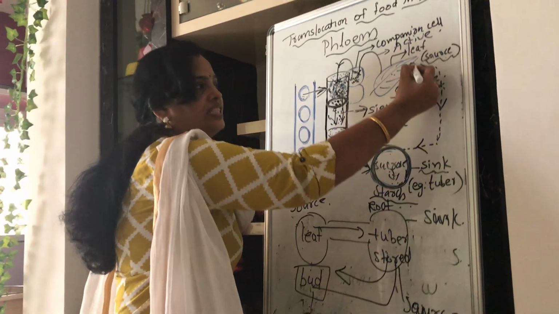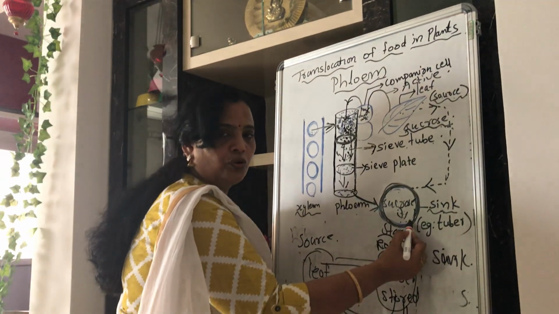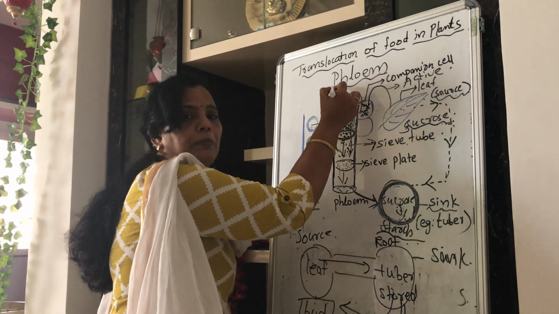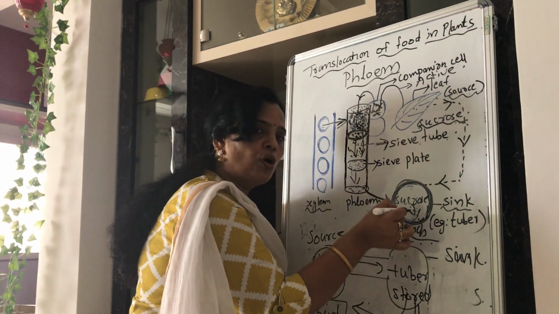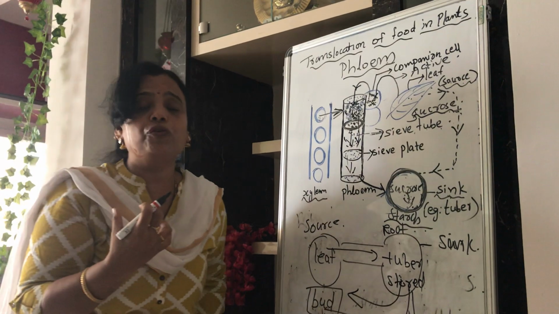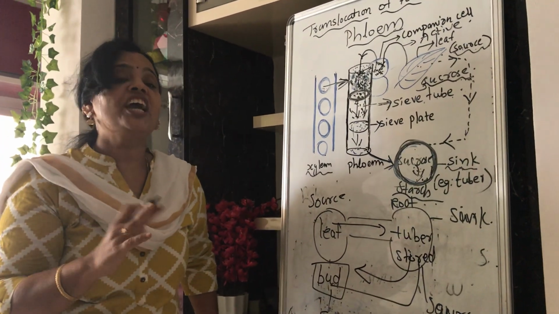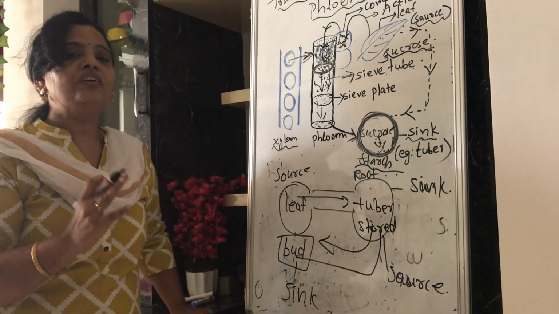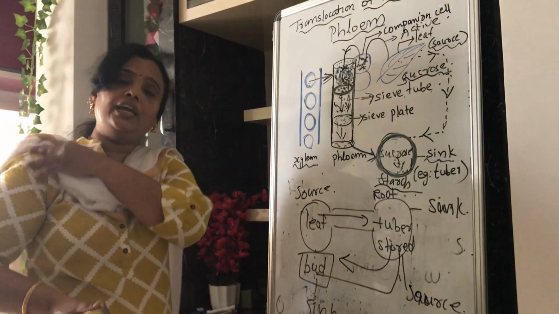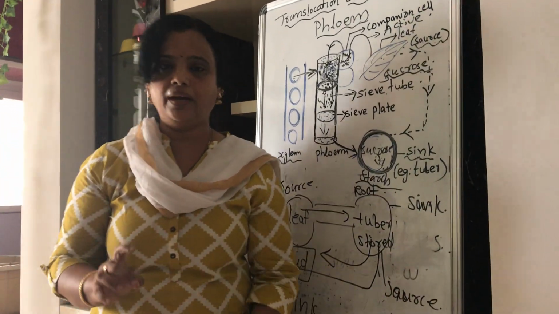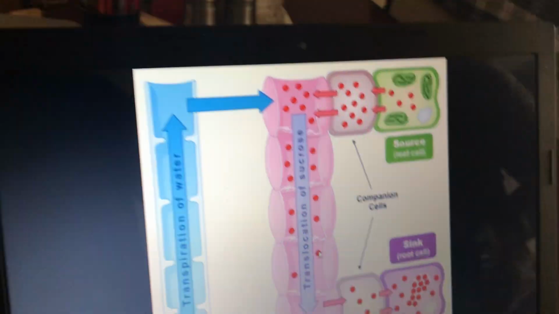In this case, first the source is the leaf, then it reaches the storage tissue. Again from the storage tissue, if it wants to distribute to other body parts, then this becomes the source, and the other part that takes that food becomes the sink. Yes, so it relatively changes. Yes children, so this is how the food is translocated through phloem. I will explain this with a diagram again, the same diagram, so it will become a recap for you.